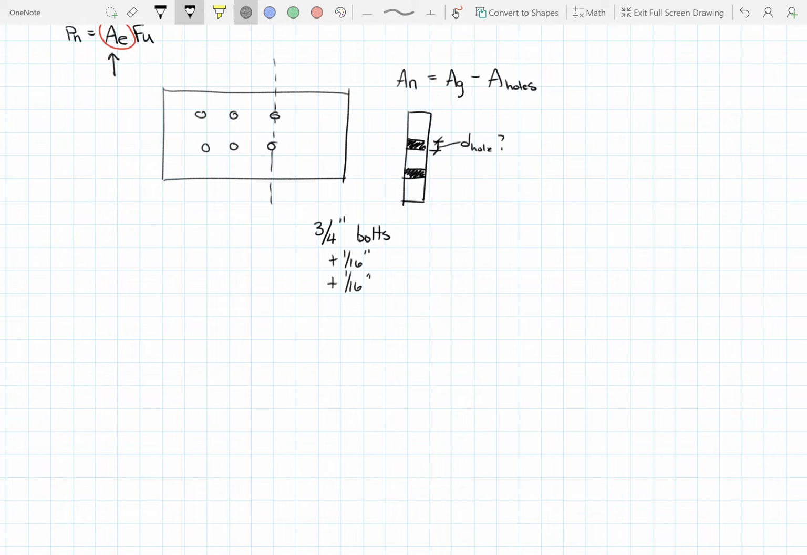So total, you always add 1/8 of an inch to your bolt diameter, not your bolt hole diameter. You add 1/8 of an inch to your bolt diameter.